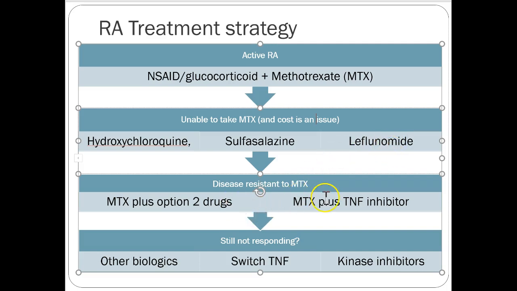Otherwise, you can combine methotrexate with the tumor necrosis alpha factor inhibitor. And if that's still not responding, you could drop the methotrexate altogether. You can try other biologics. You can switch to a different TNF. You can try the kinase inhibitors. Lots of different ways you can go.